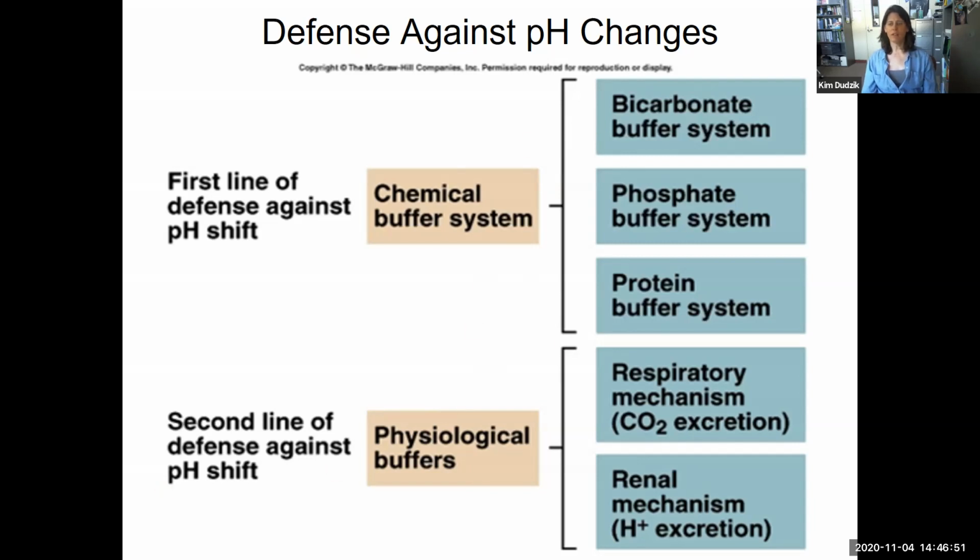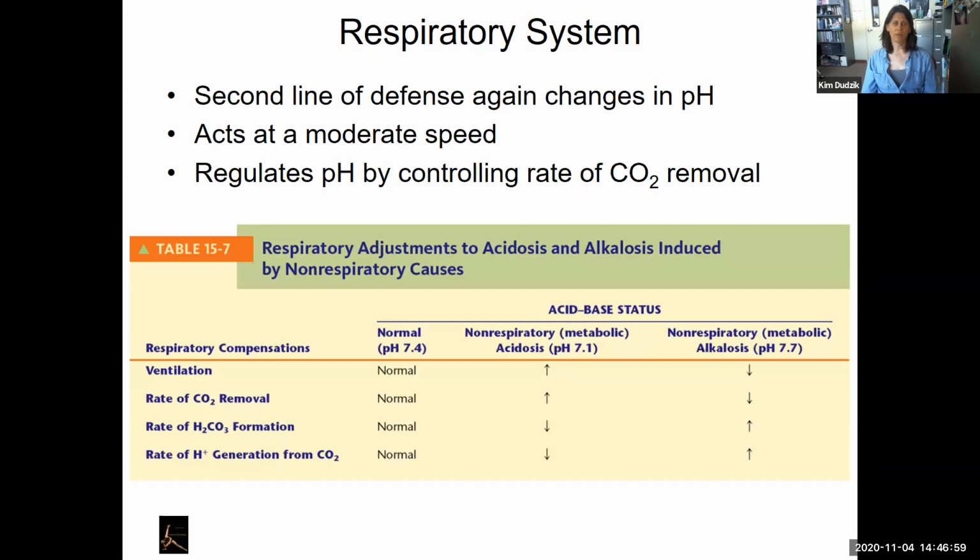Then as we get into the physiological buffers, the chemical is the first line of defense. The second line of defense against changes in the pH is our respiratory system. This kind of acts at a moderate speed, compared to the chemical reactions, which are happening all the time. The respiratory system will regulate the pH by controlling carbon dioxide removal, either by increasing your respiratory rate or decreasing it as needed.